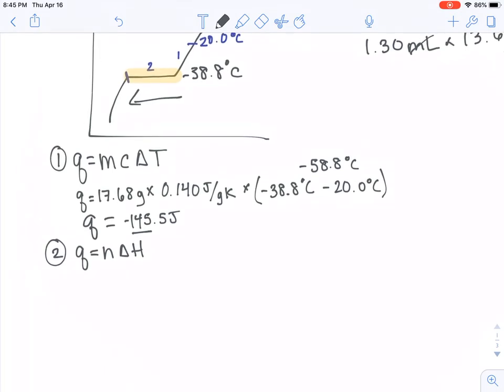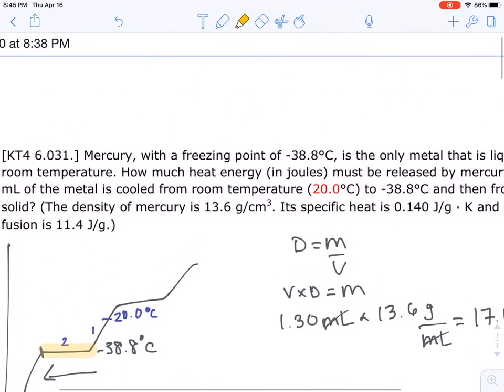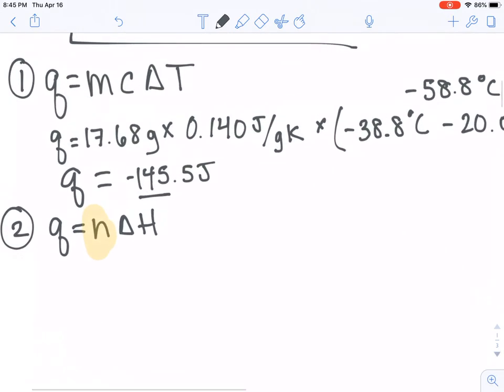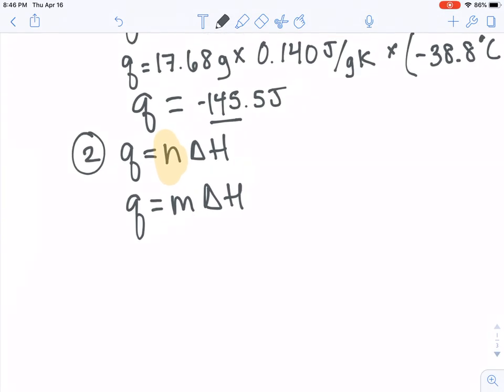So now for this problem, I would normally use the number of moles of delta H. This problem is slightly different because it gives you the delta H of fusion in joules per gram of mercury, which means you don't actually have to go through the step of converting it to moles because the grams will cancel out with the grams. So all I need to do for this one is Q equals M delta H, because my delta H is in units of mass.